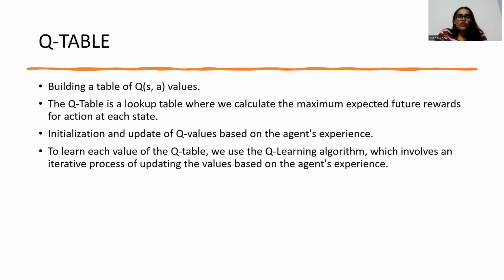So what is Q table? So building a table of Q of S comma A values. The Q table is just a lookup table where we calculate the maximum expected future rewards for an action at given states, for each state. So initialization and update of Q values based on agent's experience and behavior. So to learn each value of Q table, we use Q learning algorithm, which involves an iterative process of updating the values based on agent's behavior and action.